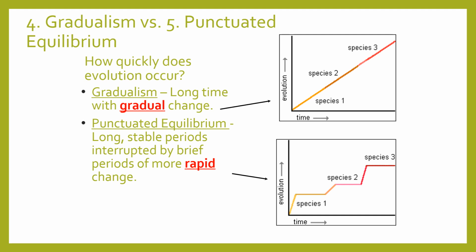So, gradualism versus punctuated equilibrium. How quickly does evolution occur? With gradualism, it takes a long period of time with gradual changes along the way. And you can represent this type of pattern with a smooth line graph. Then with punctuated equilibrium, there are long stable periods interrupted by brief periods of rapid change. So again, rapid change, stability, rapid change, stability, rapid change, stability.